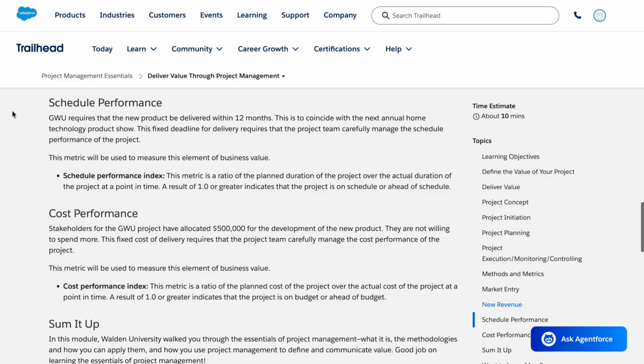Schedule Performance Index. This metric is a ratio of the planned duration of the project over the actual duration of the project at a point in time. A result of 1.0 or greater indicates that the project is on schedule or ahead of schedule.